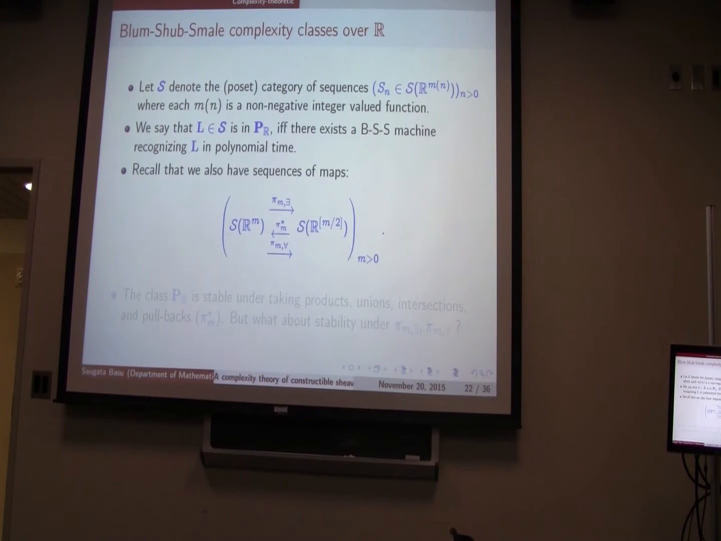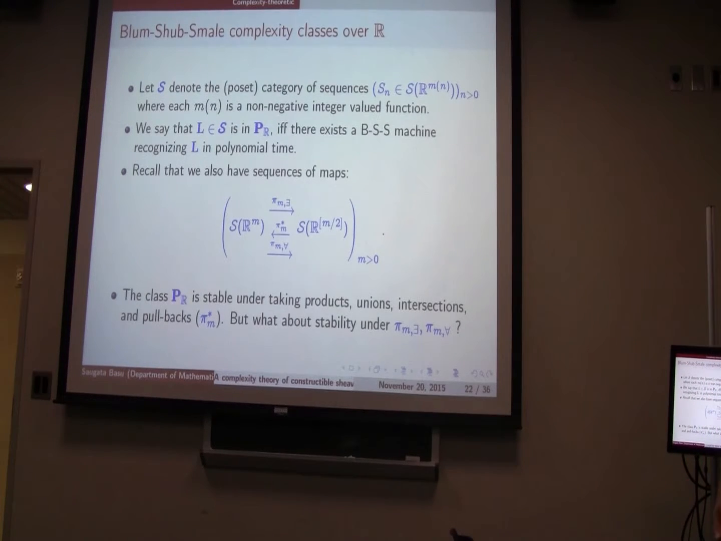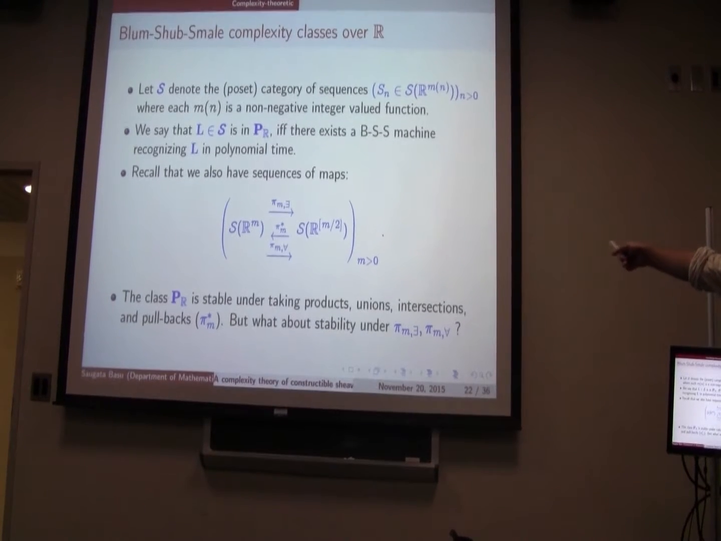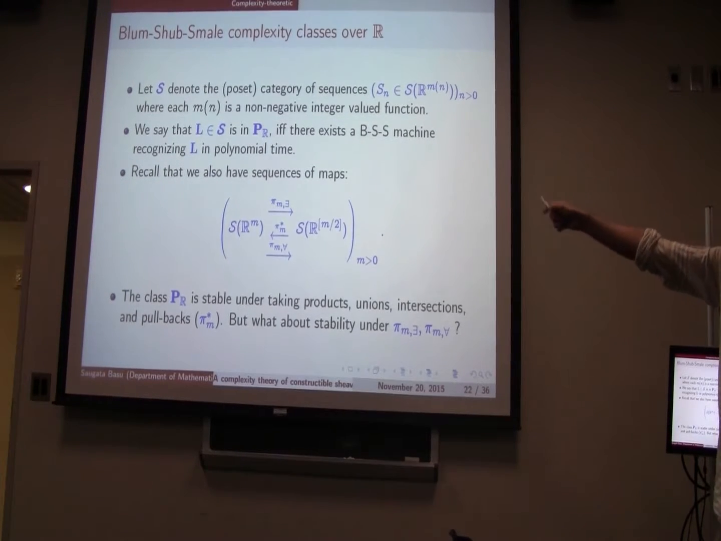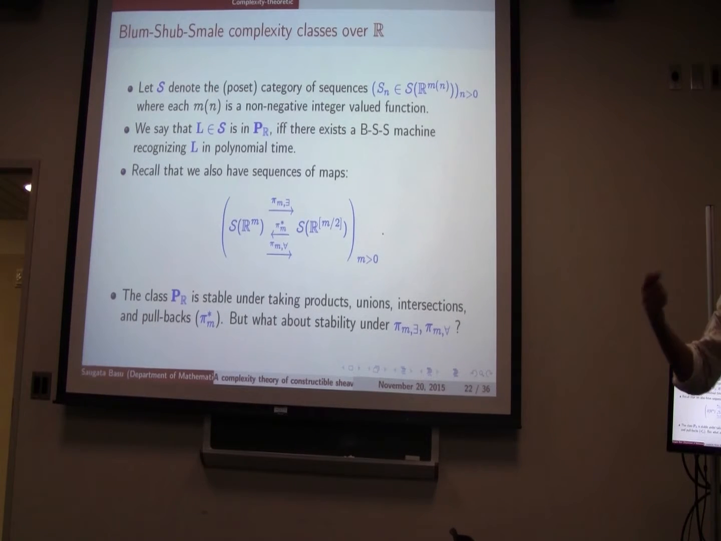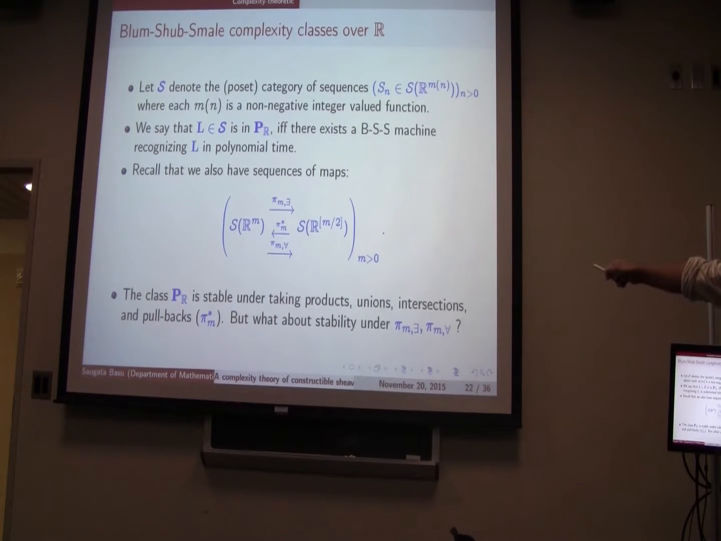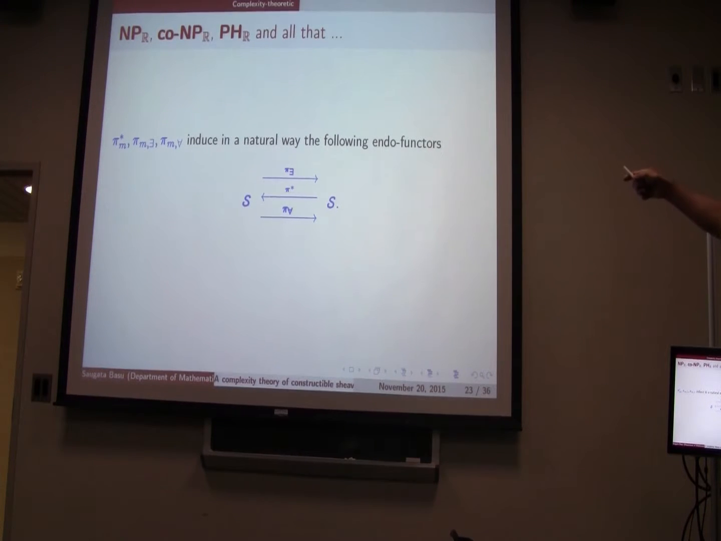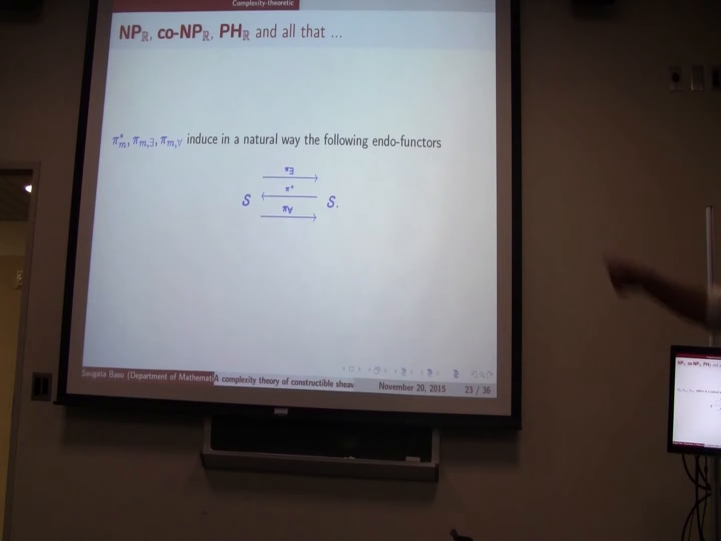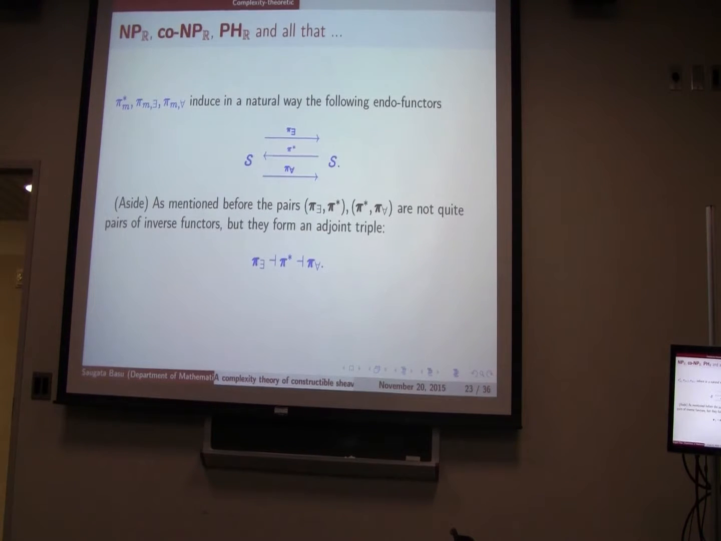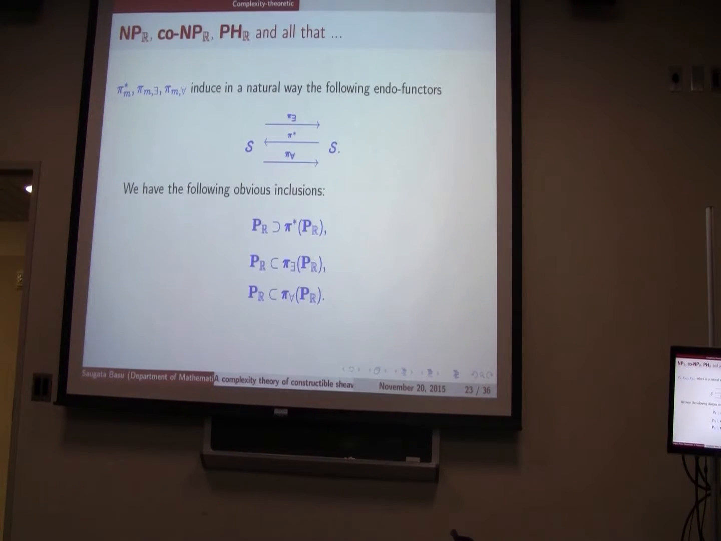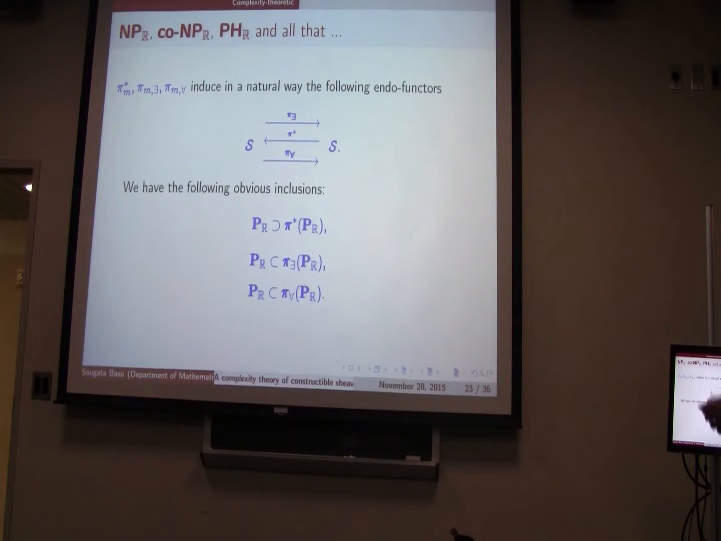So this class, more or less from the definition, is obviously stable under taking products, unions, intersections, and also pullbacks. And the famous P versus NP question is: is it stable under these other two functors? So we can say that these other functors induce in a natural way some endofunctors of S. And there are these adjointness relations. The following inclusions are obvious, that P is this and that.